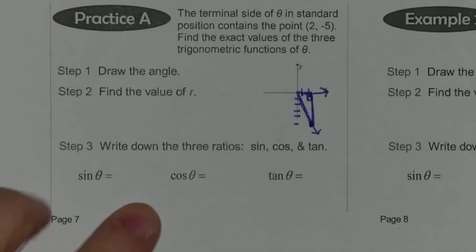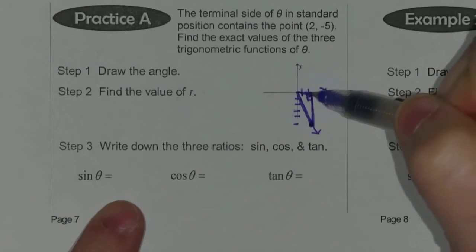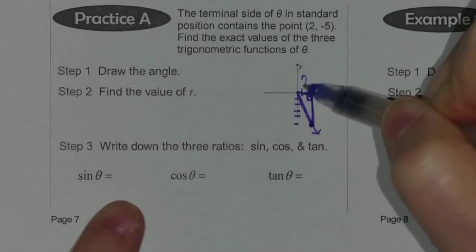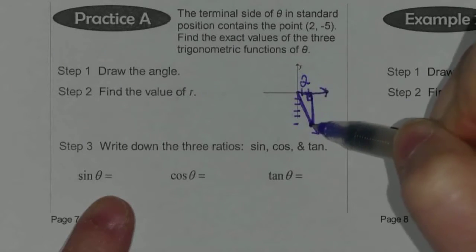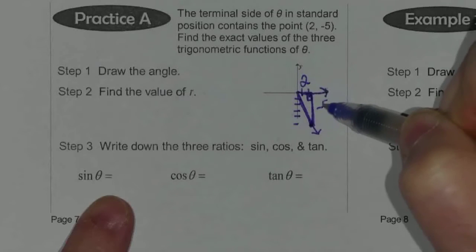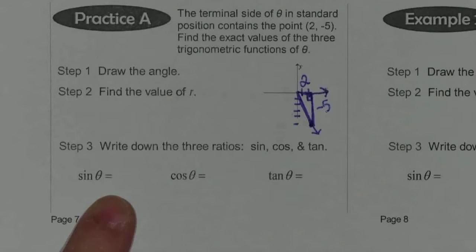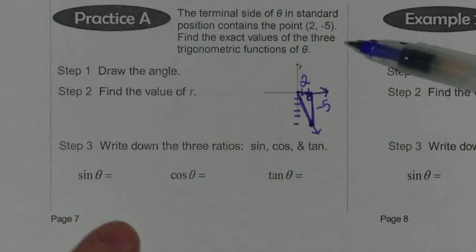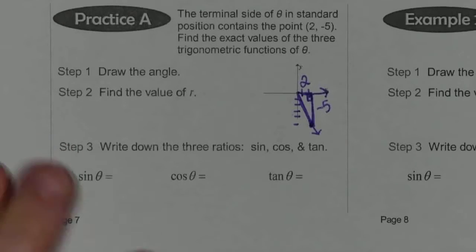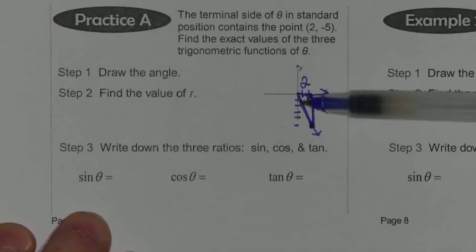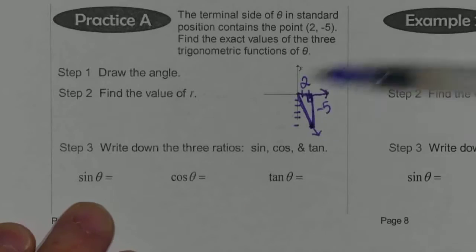So I'm going to figure out my distances. How far was it from here to here? Positive 2. How far is it from here to here? Negative 5, right? I got that from my ordered pairs. Yeah, just the top one. Then can I find the third side?